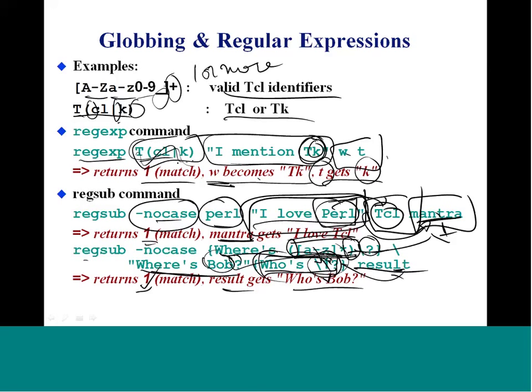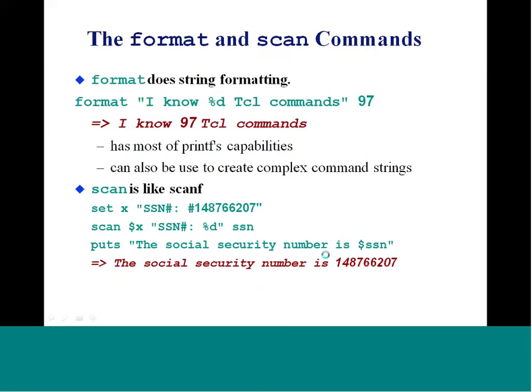I may give you some more exercises to work on these concepts. I think these are quite important for a general understanding of glob style matching plus regular expressions.